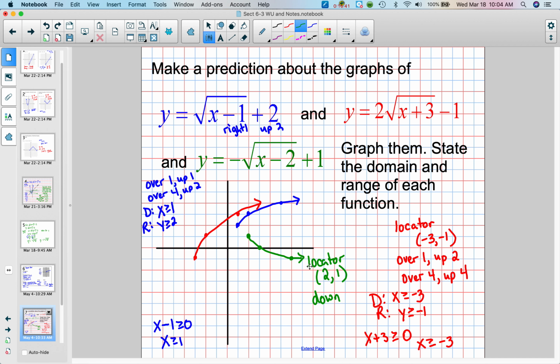And you could, again, make a table of values on your calculator if you need to. That's fine. The domain, we still have to say that x minus 2 is greater than or equal to 0, which means x is greater than or equal to 2. And the range, this time it's going to be less than, so y is less than or equal to the k value, which was 1, because notice it's going down instead.